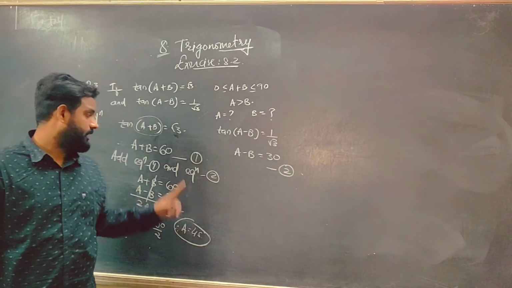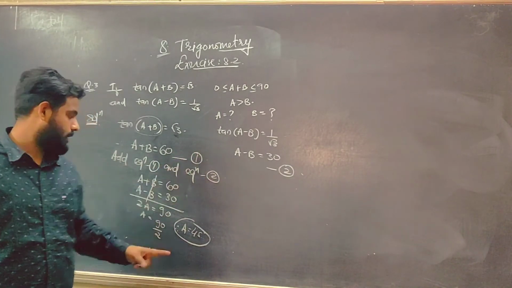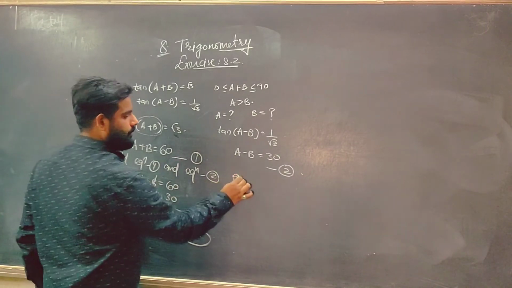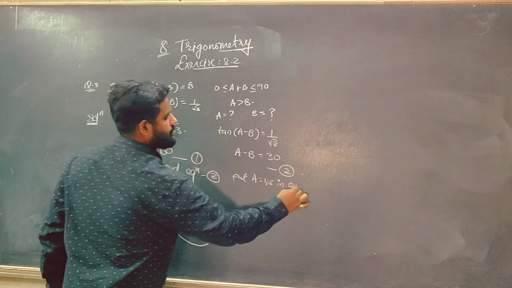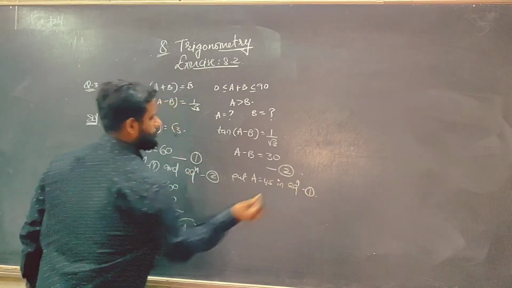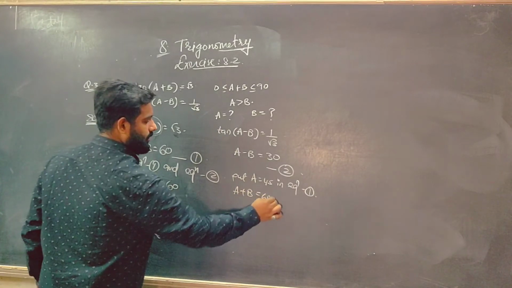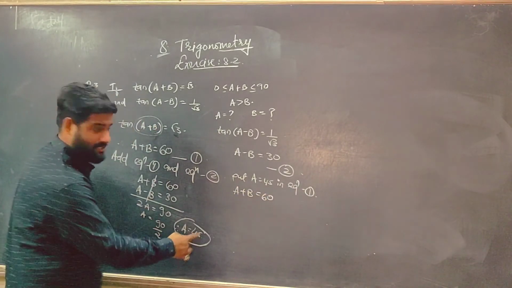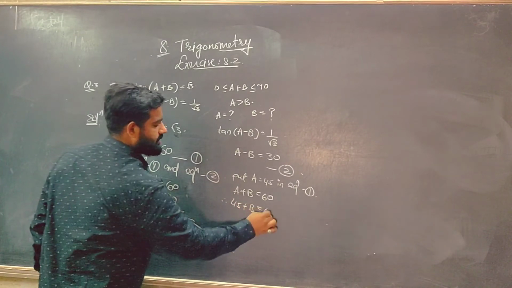Now put 45 in any one of the equations of your desire, 1 or 2. So I am putting A equal to 45 in equation number 1. What is equation number 1? A plus B is equal to 60. I got A as 45, so I'll put it here. 45 plus B is equal to 60.